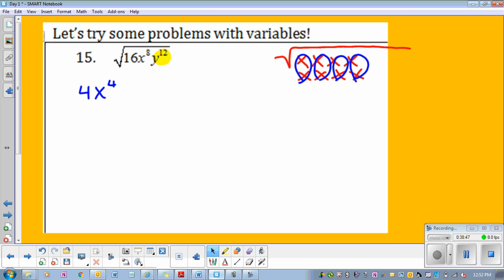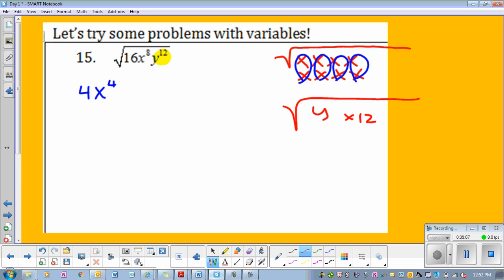How many y's do you have inside? 12. And how many do you need in the group to come out? 2. Do you need me to draw all the y's? No. Okay. So, listen, y to the 12th.